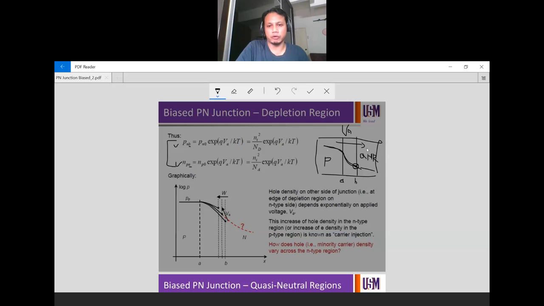You can just draw something like this, and you want to know what is the starting concentration here at the end of the depletion region, so that later on you can calculate the concentration into the Q and R as well. Okay, so this point and this point are given by PNB and NPA, right? So PNB is given by PN naught. What is PN naught?